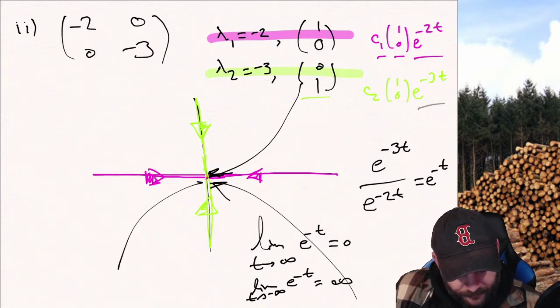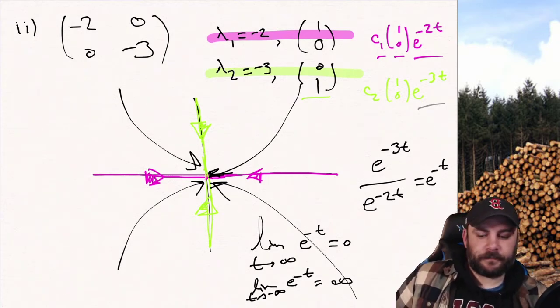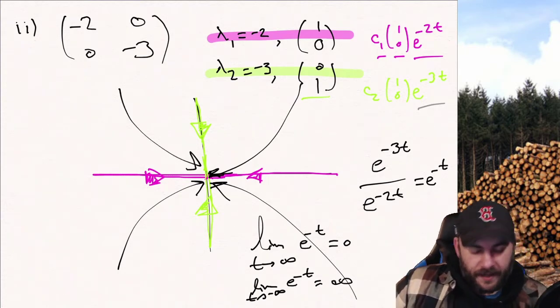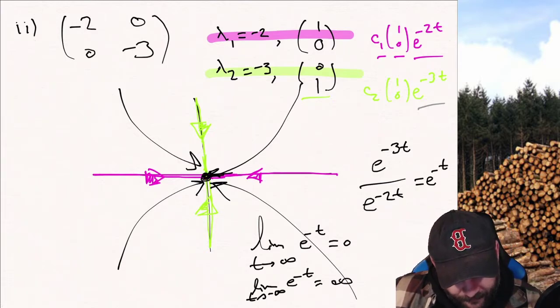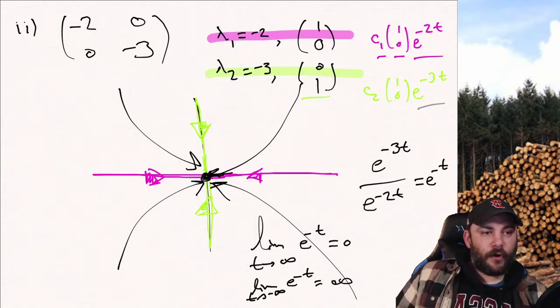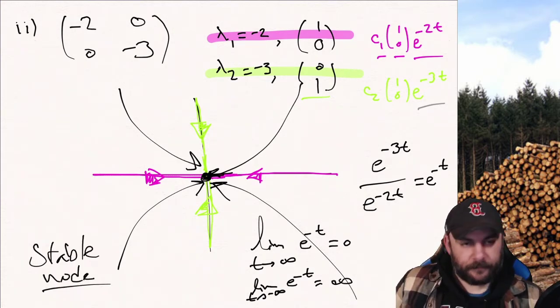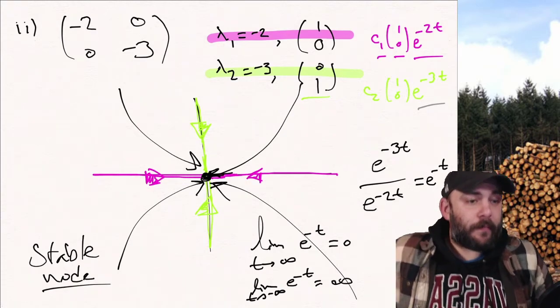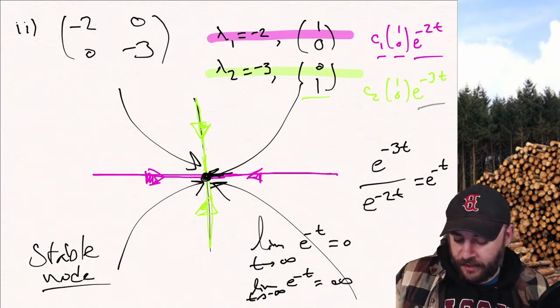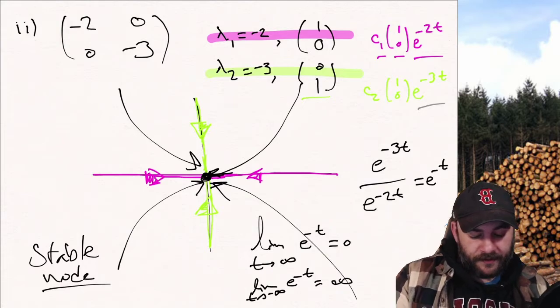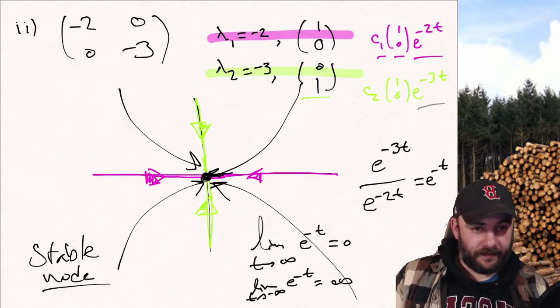So this is how my trajectories are flowing for this one. Okay. And we can see here that all roads lead there. So this is what we call a stable node. We had an unstable node when both of the eigenvalues were real and positive. We now have a stable node when both of the eigenvalues are real and negative.